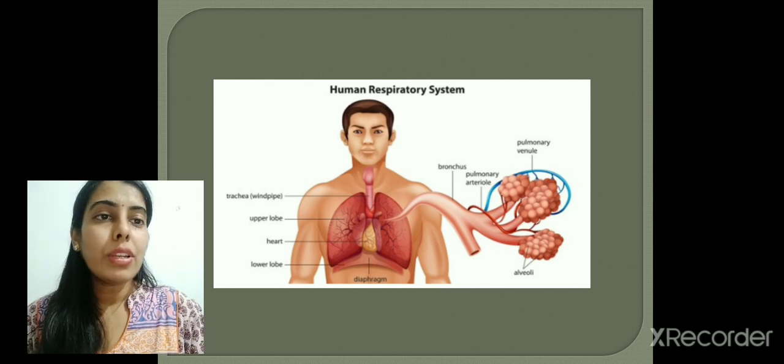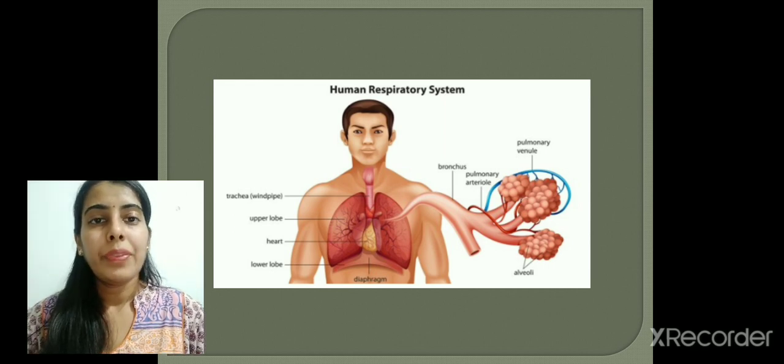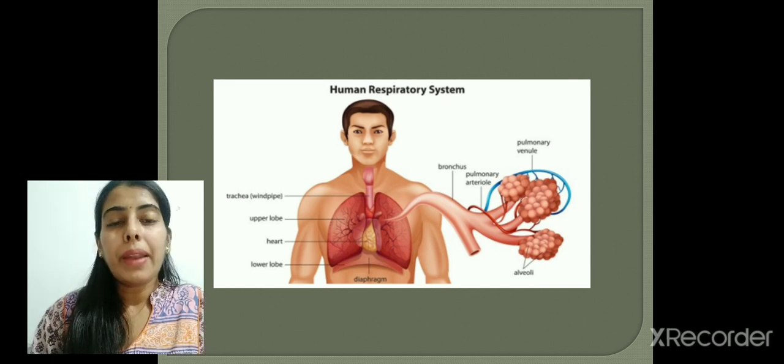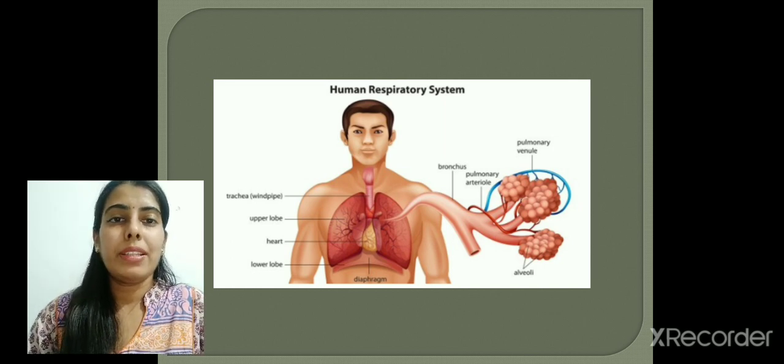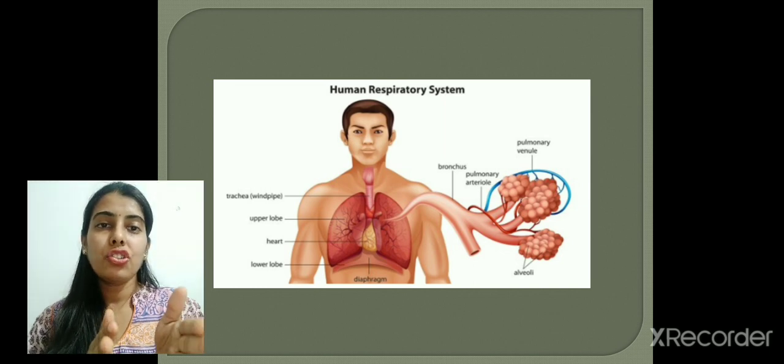Here in this slide you can see a magnified view. The bronchi are divided into different bronchioles. The bronchioles end up in globular sac-like structures, air sacs, alveoli. These alveoli are supplied with a rich amount of blood vessels. These blood vessels will exchange the gas.